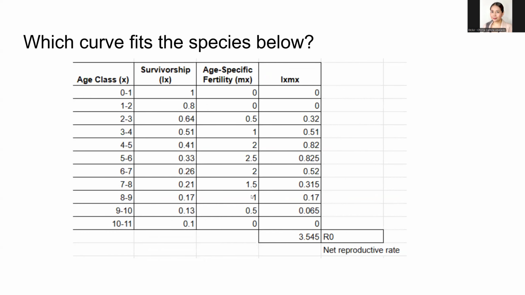Okay, last one for this kind of question. Let's say this is your fecundity schedule. What survivorship curve fits this organism?